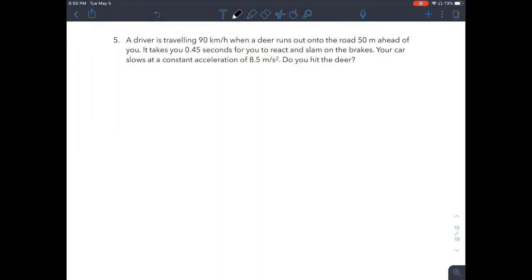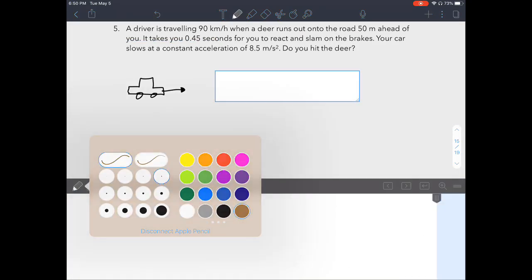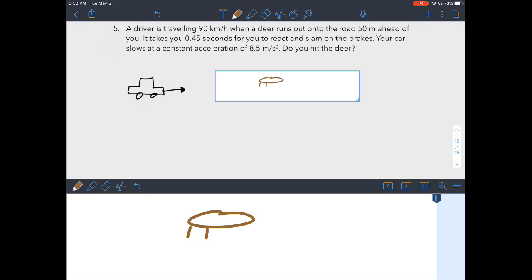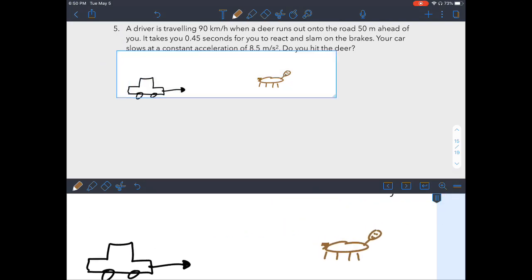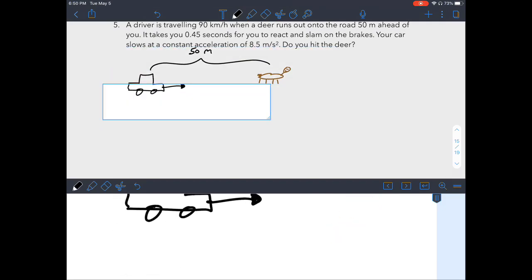So it's always fun with these questions to draw a picture. There's my little car. I'm going this way. All of a sudden, nice little deer over here. We want to know, do we hit the deer? And we know that we have 50 meters here to work with.